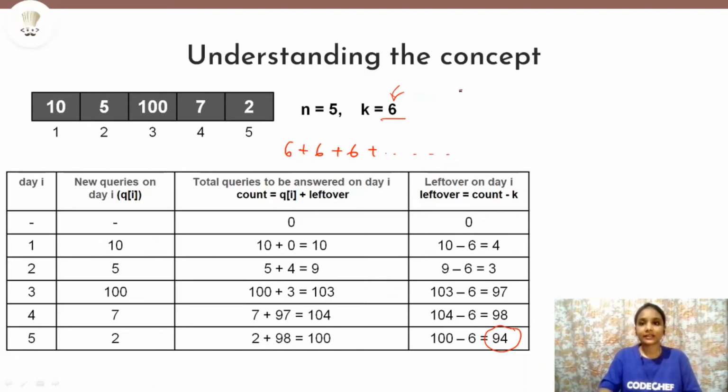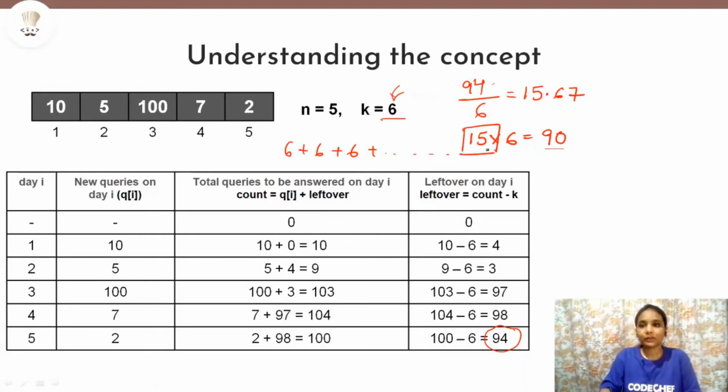So let us calculate that. If we divide the leftover, that is 94, by 6, that is the maximum queries that chef is answering on each day. So now chef is not receiving any new queries. So straight away we can say that leftover divided by k, whatever the quotient we will receive will be the number of days that chef will require to answer all the leftover queries. So 94 divided by 6 is 15.67. Now what is 15 into 6? So 15 into 6 is equal to 90. That means 15 days chef will necessarily take to answer all the queries.